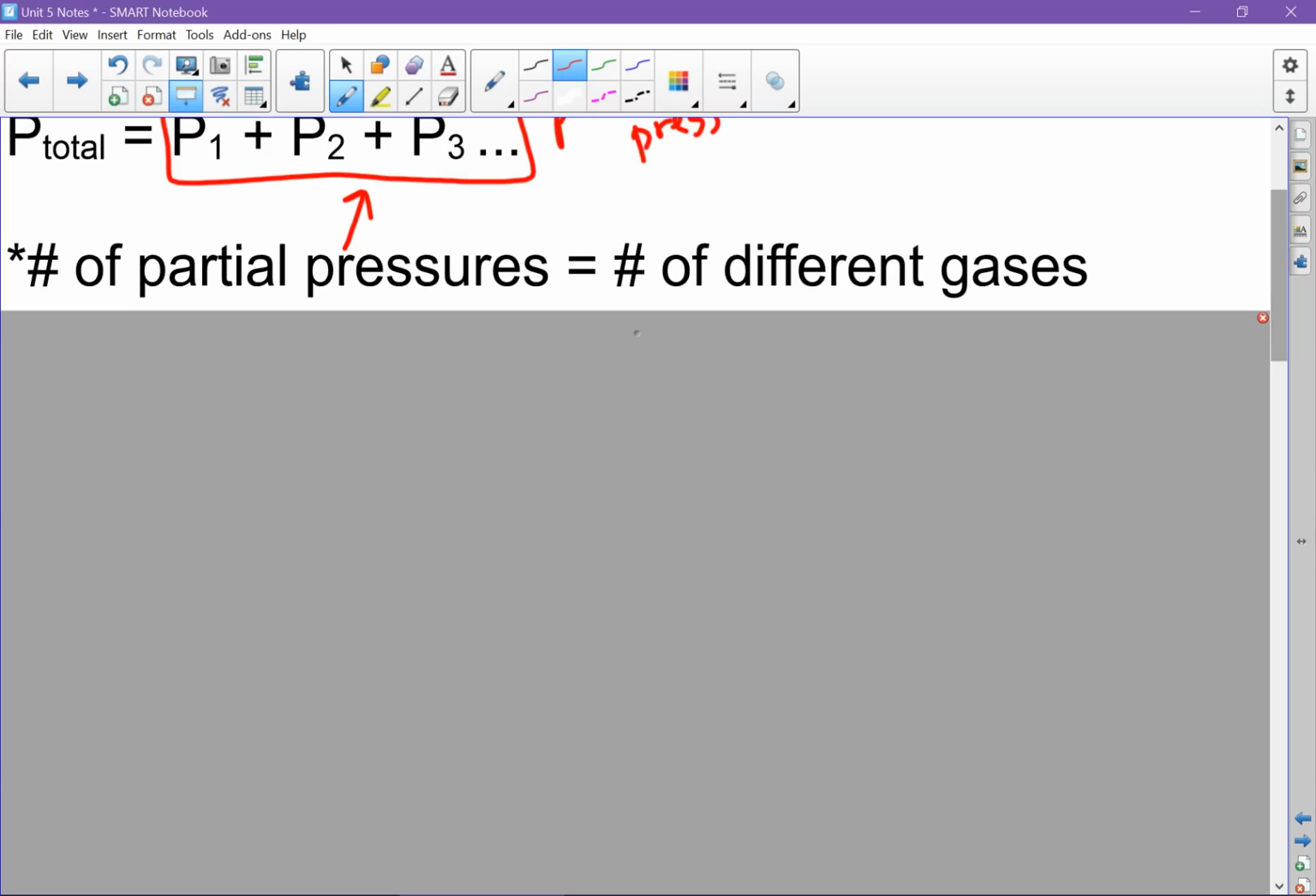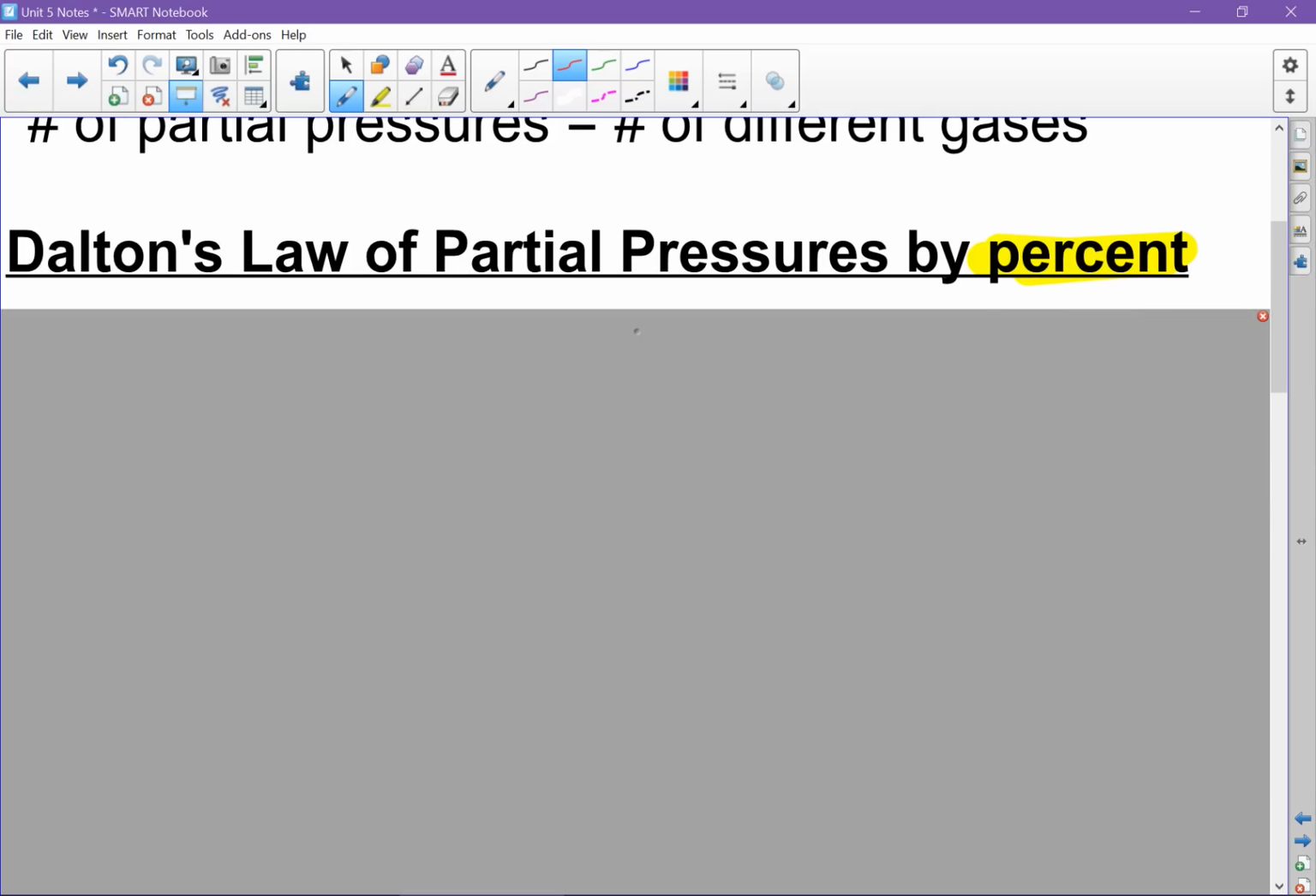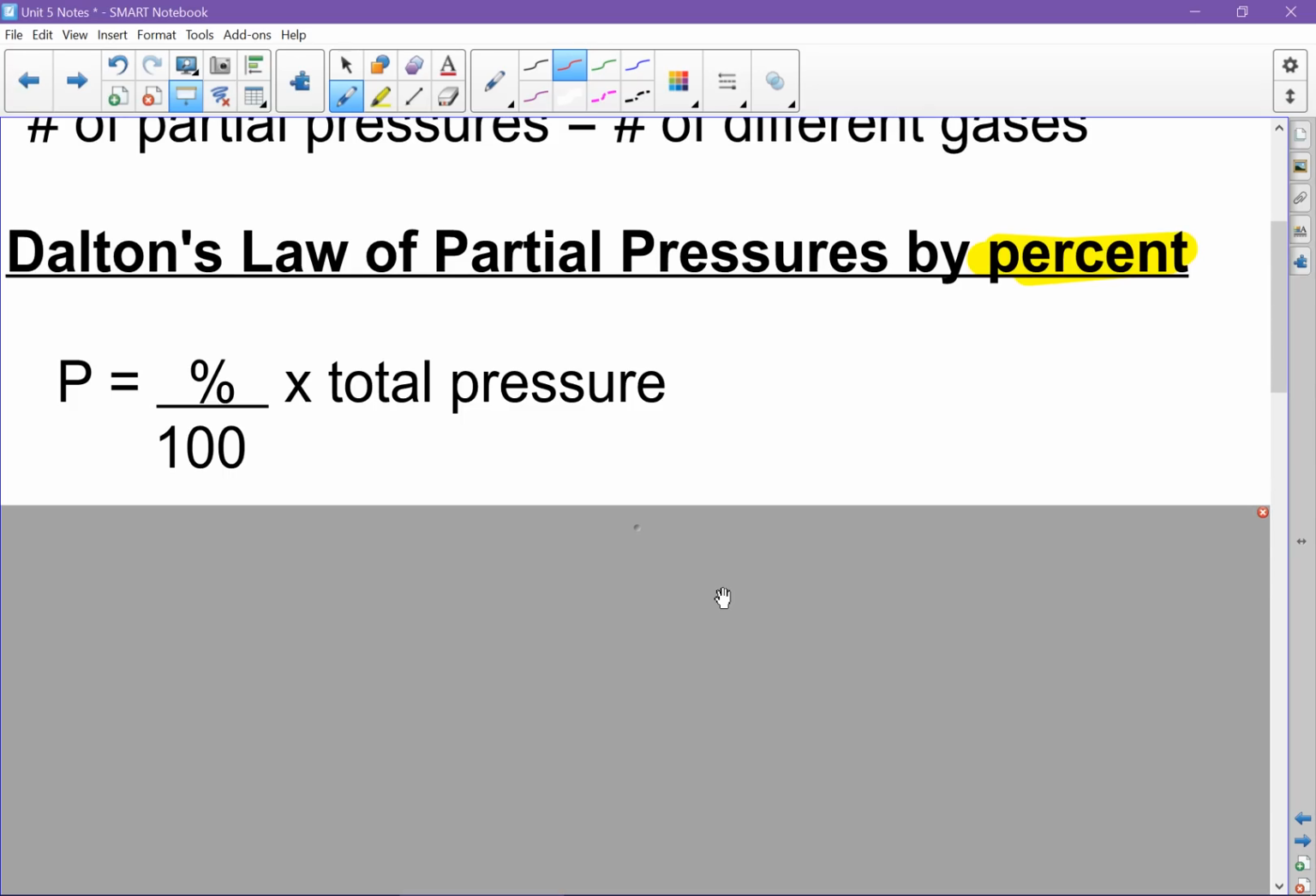Another option for Dalton's law is Dalton's law of partial pressures by percent. It will be very clear. You'll literally see a percent sign in the question, and then you'll know to use this formula. This one looks like this. The pressure will equal the percent over 100 times the total pressure. So again, here is the partial pressure that you'll be asked about. So let's try a couple of examples.